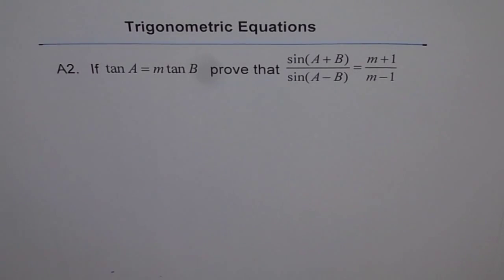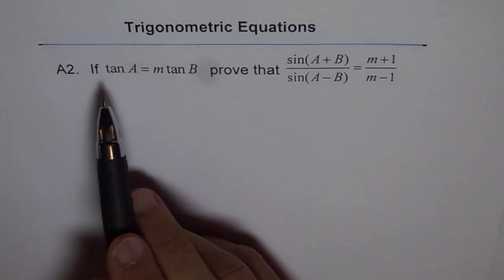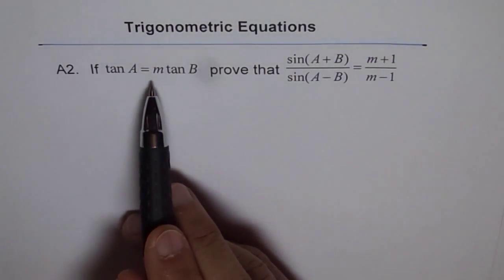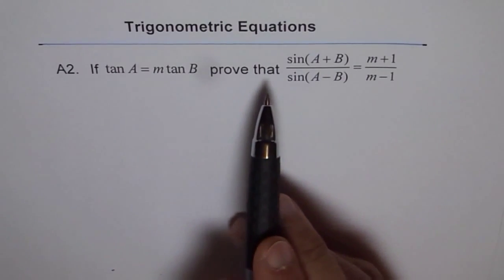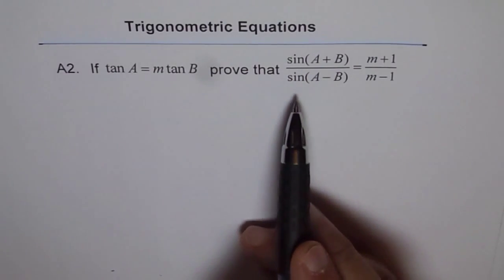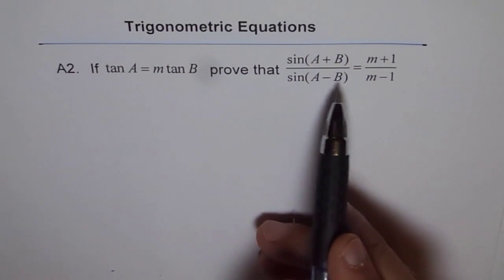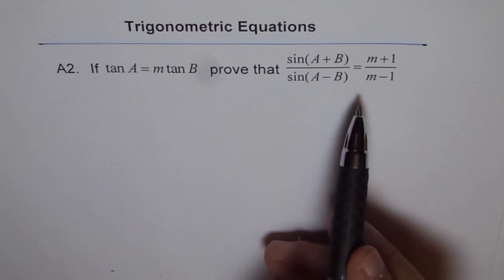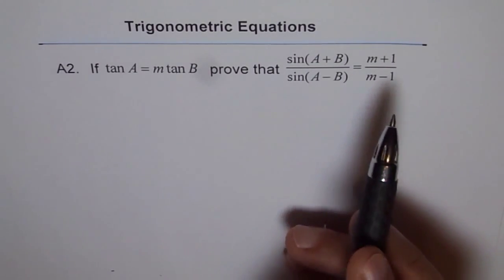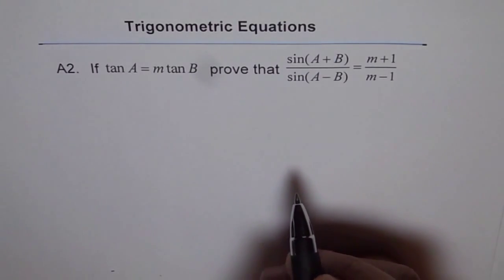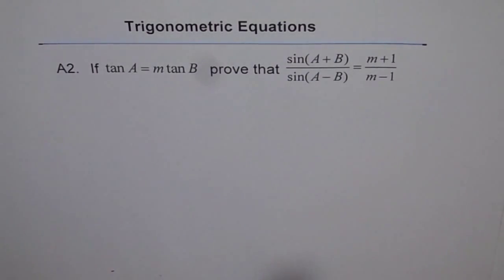Application of trigonometric equations. A2. If tan A equals m times tan B, prove that sin(A plus B) divided by sin(A minus B) is equal to (m plus 1) divided by (m minus 1). This is a very interesting question, and I'd like you to watch this video very carefully and understand the solution.